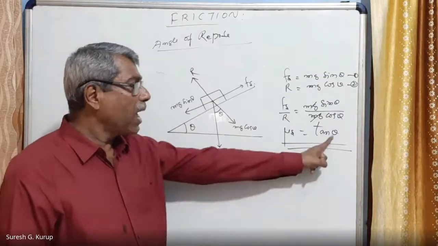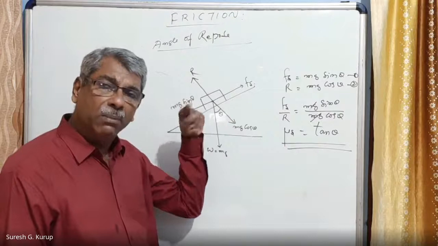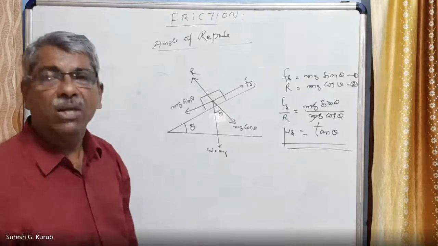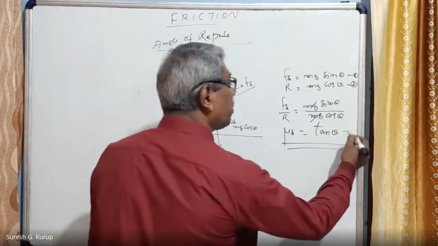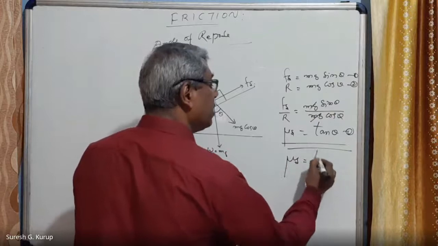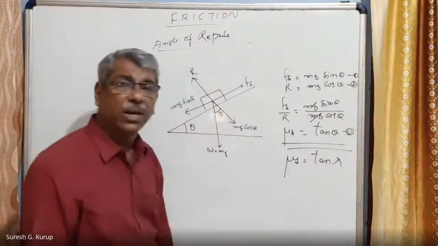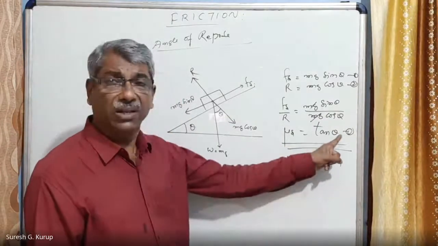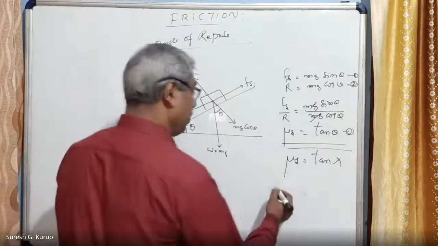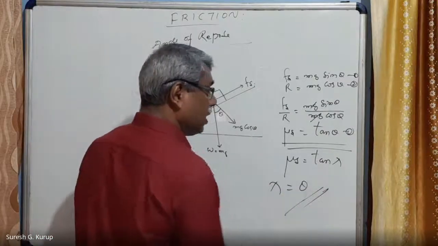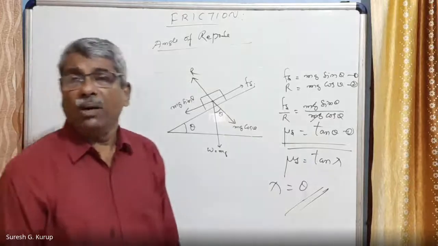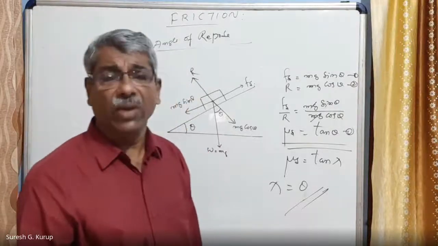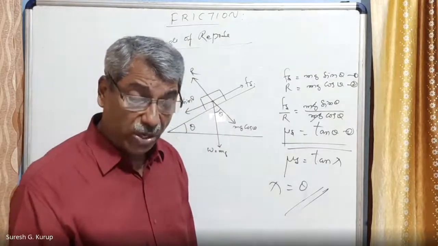We have found that tan theta is equal to mu s; already we have found tan lambda is equal to mu s. Tan theta is also mu s. Therefore, for the angle of repose, tan theta is equal to mu s. Already found, mu s is equal to tan lambda also. We have already discussed it. Therefore, this is also mu s, this is also. Therefore, tan lambda is equal to tan theta, or theta is equal to lambda. That means actually the angle of repose is equal to the angle of friction. This is a very important result that we have come to. What is the angle of repose? Everybody knows, right?